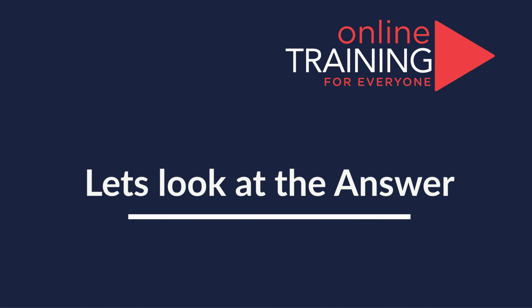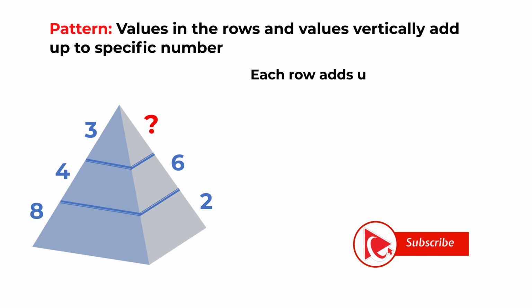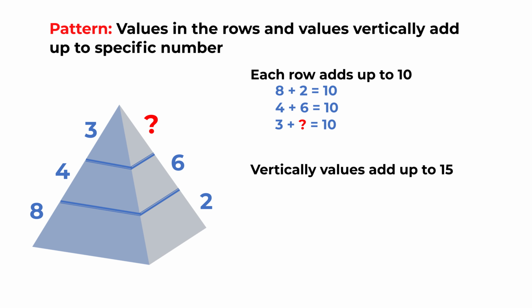As you might have figured out, the key to solve these types of challenges is to always look for patterns. And if you look closely, each row adds up to 10. And vertically, values also add up to 15. So the correct answer here is choice C, 7.